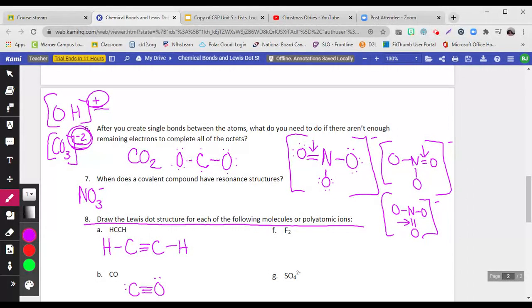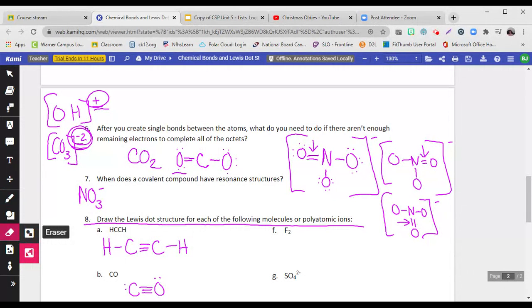We would single bond them together. However, there are 2, 4, 6, 7 on each of the oxygen, and we only have 2, 4, 6 on the central atom there. So what we're going to do is take these and move them here. Well, now this oxygen is full: 2, 4, 6, 8. The central atom now has 7, and the other oxygen has 7.